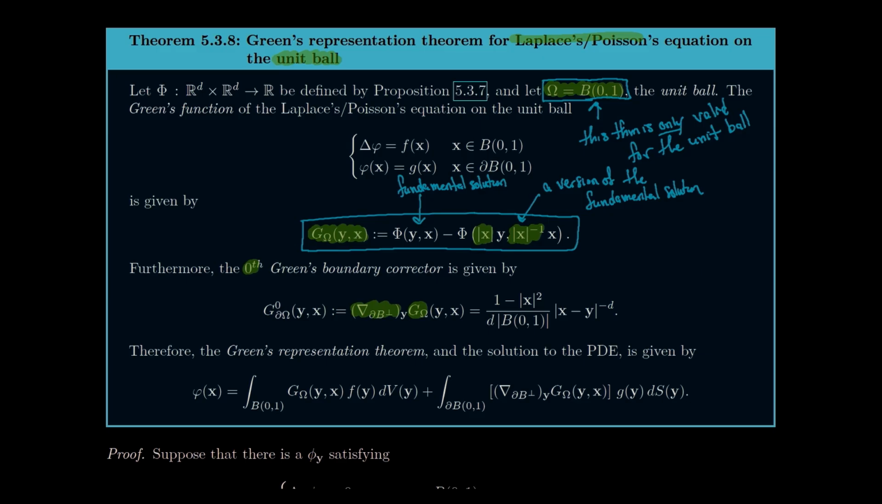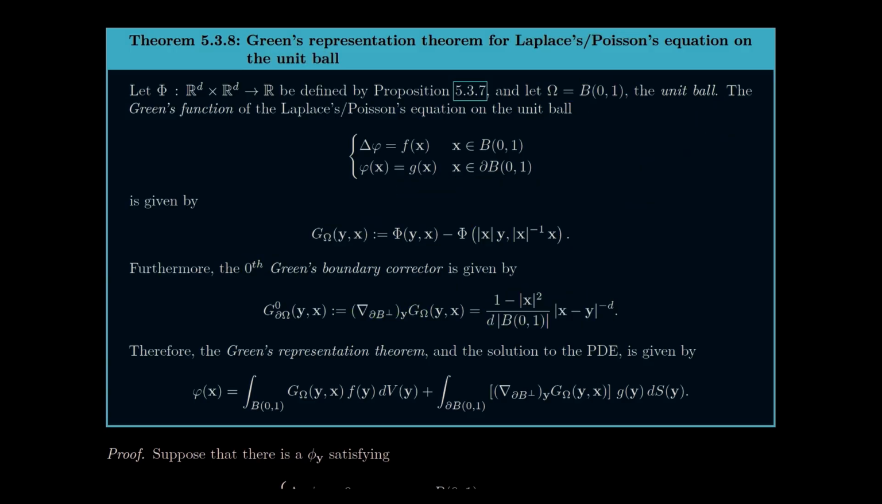There's this intimate relationship between the outward unit normal and the integration over all space. That's where you can get this boundary corrector, and you can calculate it out, and it takes the following form: 1 minus the magnitude of x squared, over your dimension times the total volume of the unit ball in your dimension. Then you multiply that by the magnitude of x minus y to the negative dimension power. So that's just going to be the 0th boundary corrector.